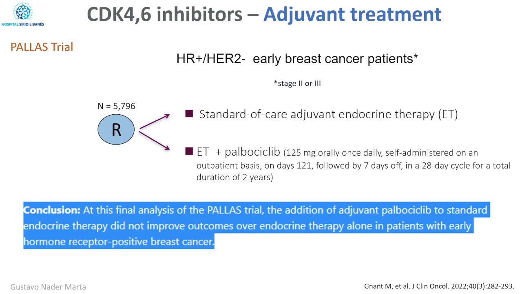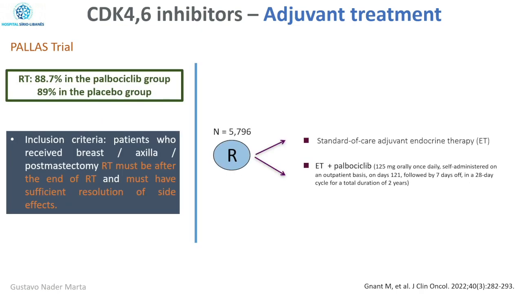In PALLAS trial, patients were randomized in endocrine therapy versus endocrine therapy plus palbo. This is a negative trial, but when you look to the radiotherapy approach, almost 90% of patients receive palbo. And again, in this trial, the CDK inhibitors must be used after the end of radiotherapy and must have sufficient resolution of side effects related to the treatment.